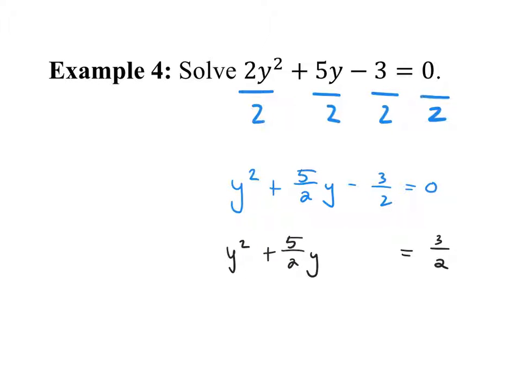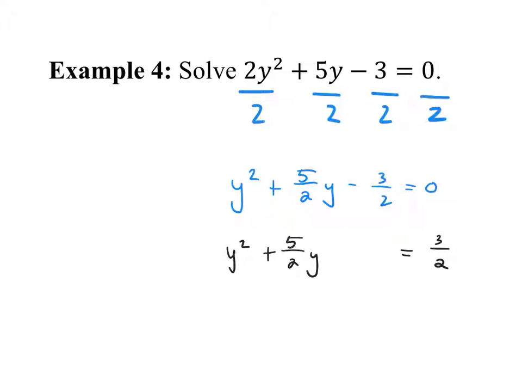So what goes here? 25/16. Yeah, it worked out. That was a coincidence. I didn't mean to pick that number again. Where is that coming from? Half of 5/2, so it's (5/4) squared. Little trick: I find every year students have trouble with this. To halve a fraction, just double the denominator.